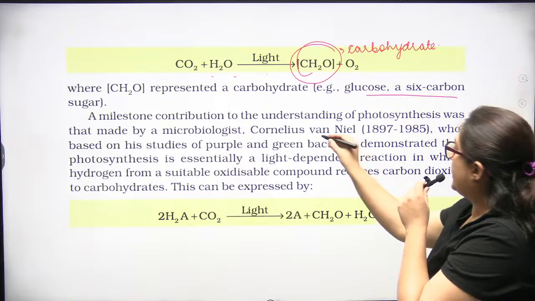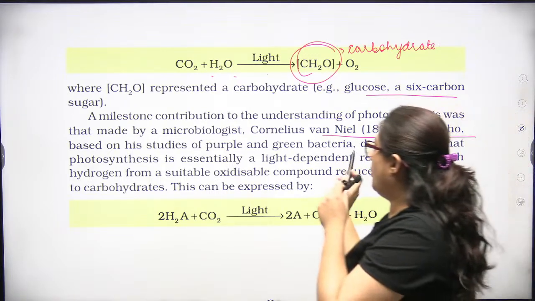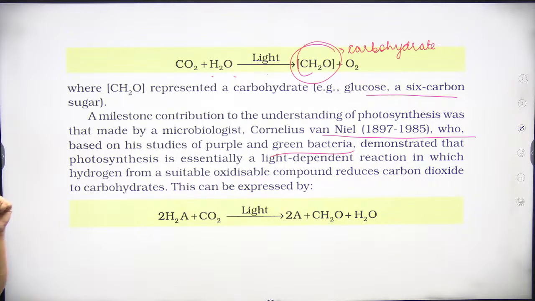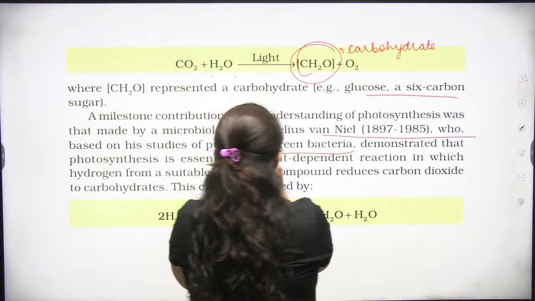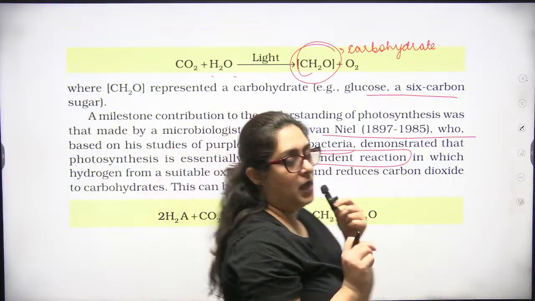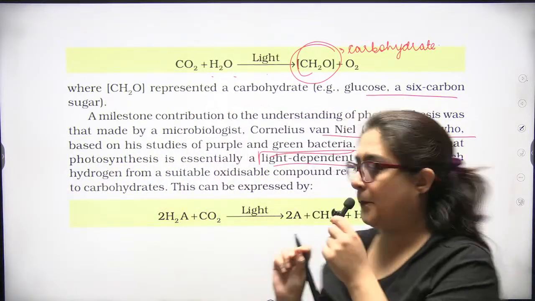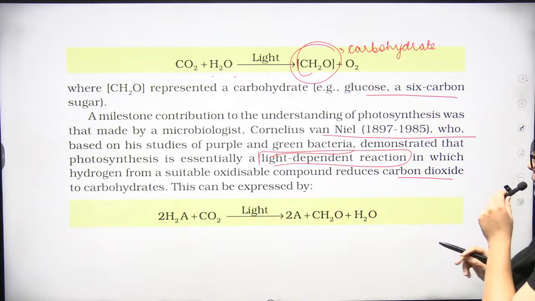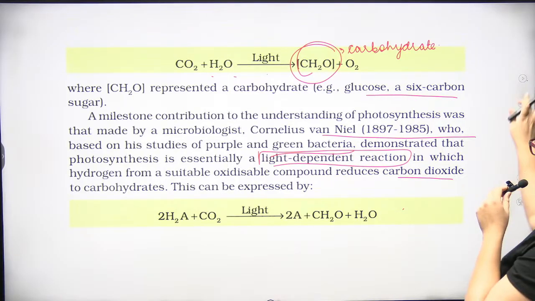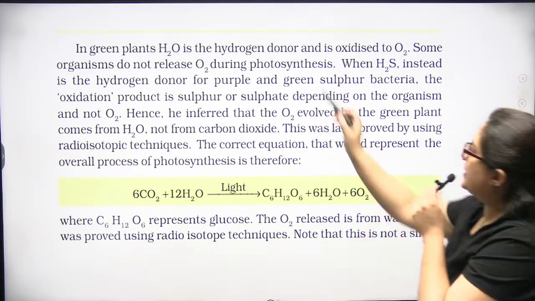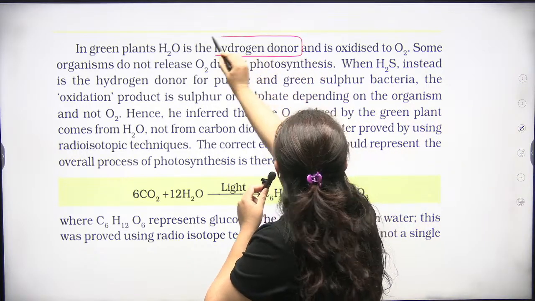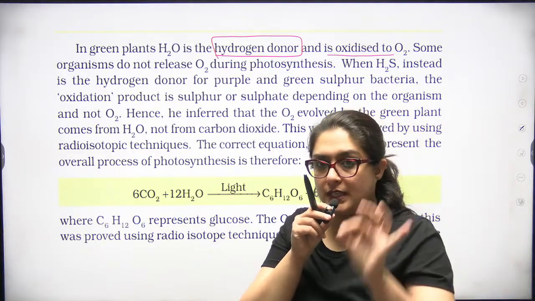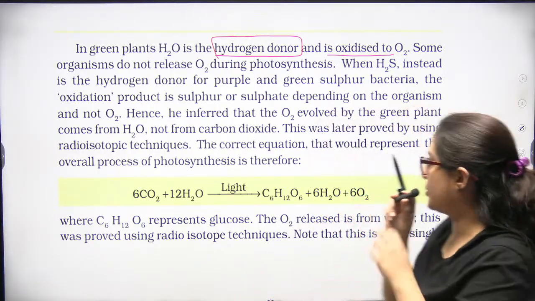Cornelius Van Niel, who based on the study of purple and green sulfur bacteria, demonstrated that photosynthesis is essentially a light-dependent reaction. Essentially means the presence of light is mandatory in the case of photosynthesis. Now in green plants, H2O is the hydrogen donor and it oxidizes to oxygen. Means the oxygen source is H2O in the photosynthetic reaction.